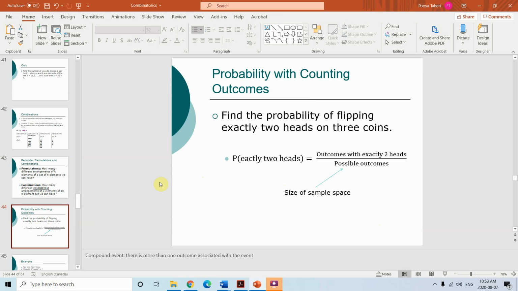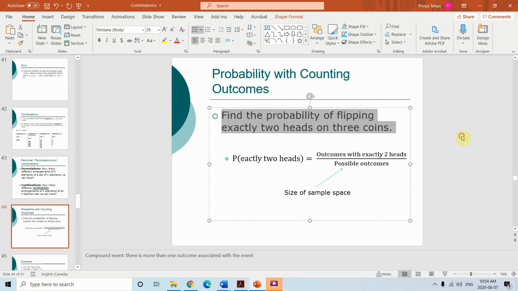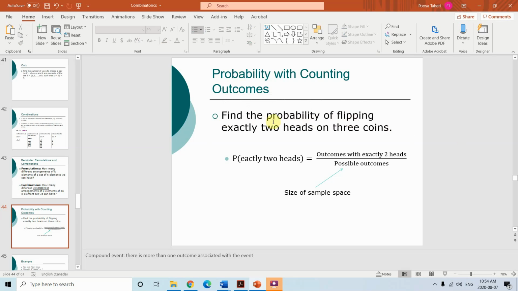Now, in the next few slides, we're going to talk about very basic probability, right? We want to answer this question: what is the probability of flipping exactly 2 heads on 3 coins? Okay, so what is the probability of flipping exactly 2 heads on 3 coins?